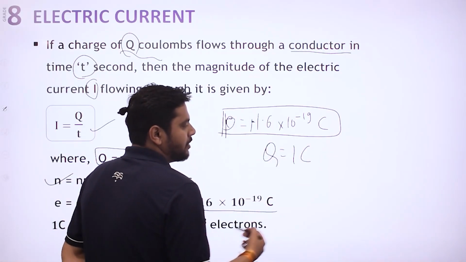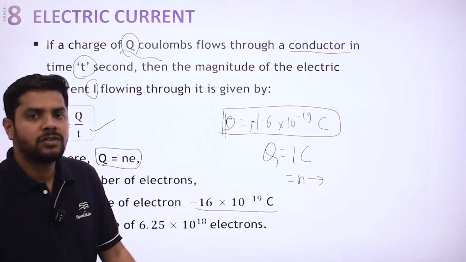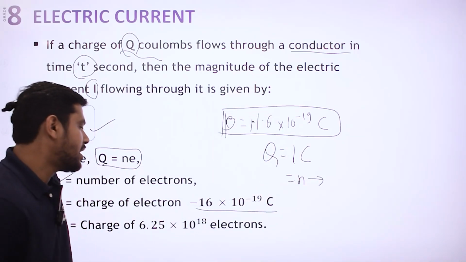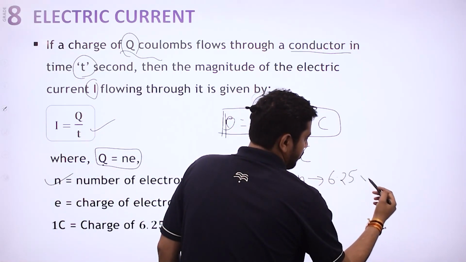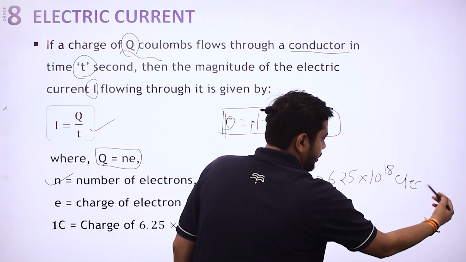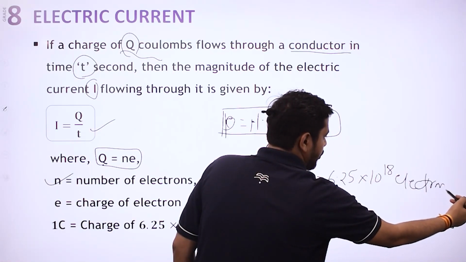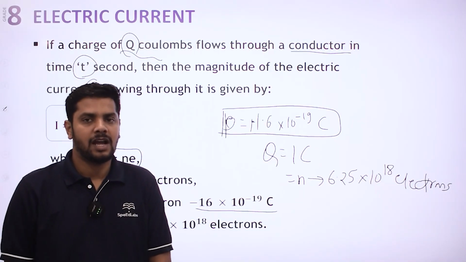1 coulomb. But if someone asks you what will be the number of electrons, students, in 1 coulomb of charge, that will be 6.25 into 10 to the power 18 electrons. So that is the number of electrons present in 1 coulomb of charge.